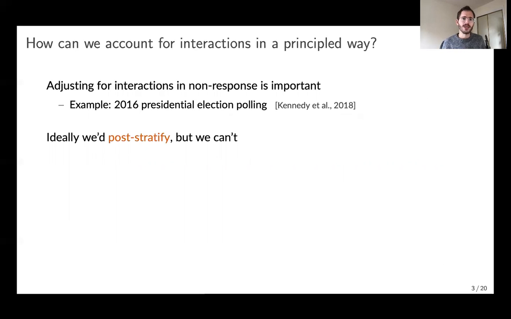We're trying to figure out how we can account for interactions in a principled way. And we know that interactions are really important, in particular to adjust for non-response. In the example that we'll talk about more, we know that in the 2016 US presidential election, it was really important to weight on, for instance, education and race and region. So ideally, we'd post-stratify in these situations, but we can't, right? Because we don't have large enough samples to actually do that, and we end up with empty cells.